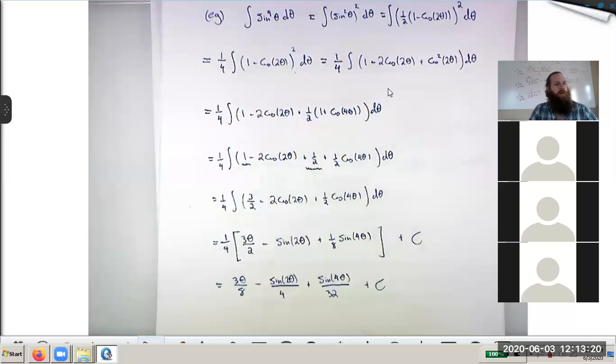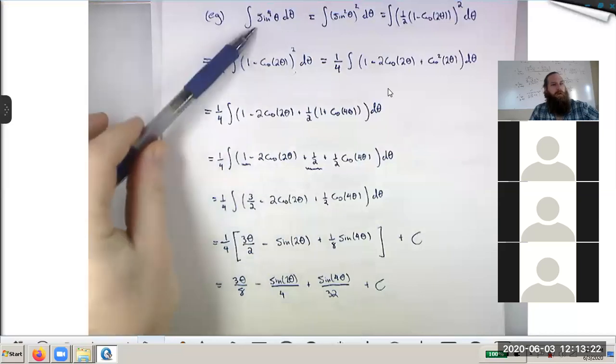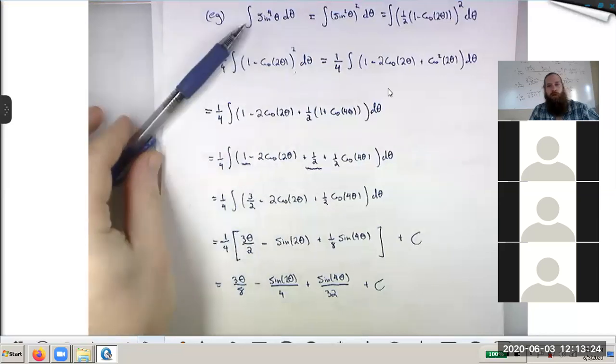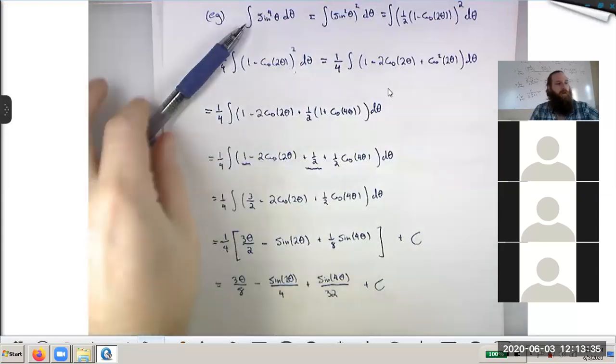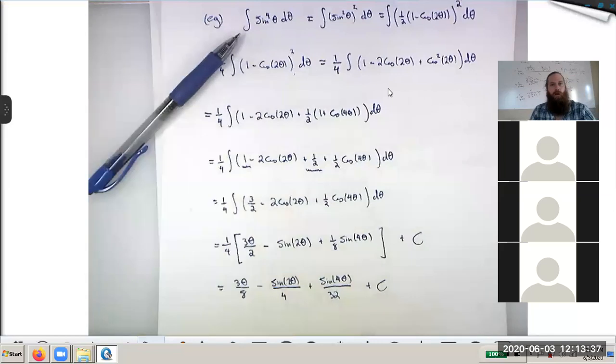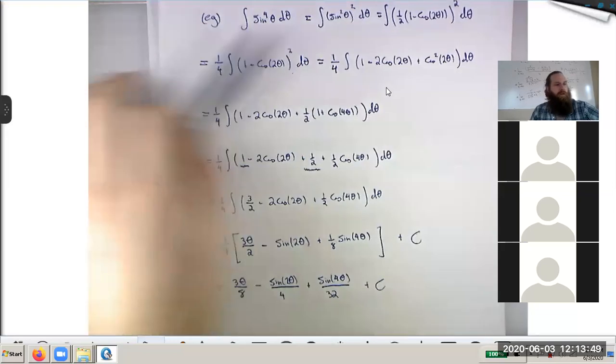The overall strategy here: I look at this integral and I say, oh, well, that's a sine cosine integral where both of the powers are even. The power of sine is 4, the power of cosine is 0. So I know I'm going to have to use my half angle identities. In order to use the half angle identity, I need sine squared, right? They both start sine squared, cosine squared. So in order to do that, I write this as sine squared squared.